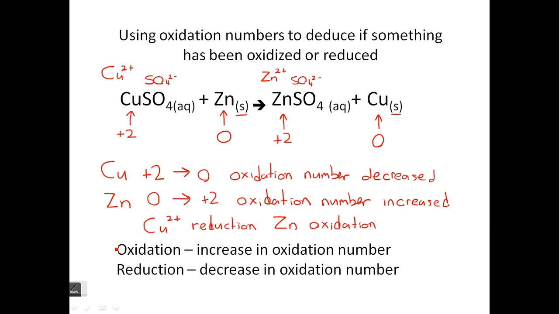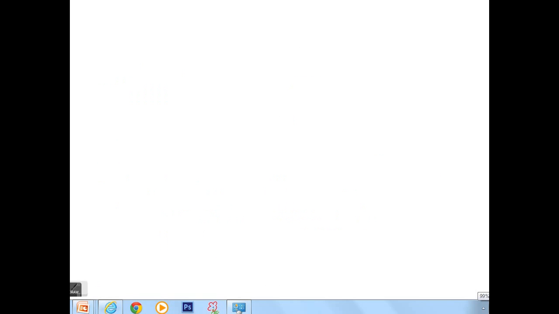Okay, so these two here are important to know. In addition to OIL RIG, oxidation is loss, reduction is gain. Okay, so let's look at some examples here. So this one is calcium plus Sn2+ gives you Ca2+ plus Sn solid. Okay, so we're going to deduce the oxidation states of each one.